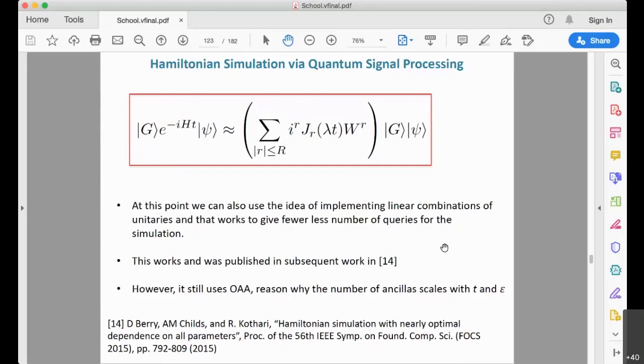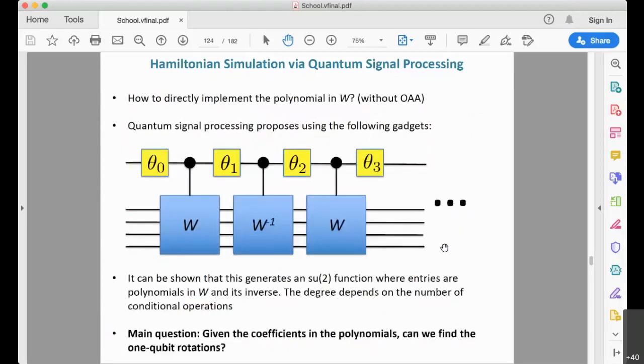So what they've done, this quantum signal processing approach, was basically define a new primitive that implements a polynomial as a function of W. And that primitive is fairly simple. It just uses one ancilla. It makes a rotation on the ancilla, applies a conditional operation W, makes another rotation, a conditional operation W inverse, and so on. So when you look at the end, what you've done is implement a polynomial in W.